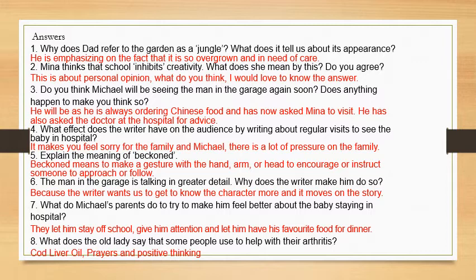Okay, number one, why does Dad refer to the garden as a jungle? What does it tell us about its appearance? So he's emphasizing the fact that it is so overgrown and in need of care. A jungle is overgrown, and obviously it's a naturally occurring space, so you're not going to have someone there pruning all the trees and things. So that's why he's saying it looks like a jungle.